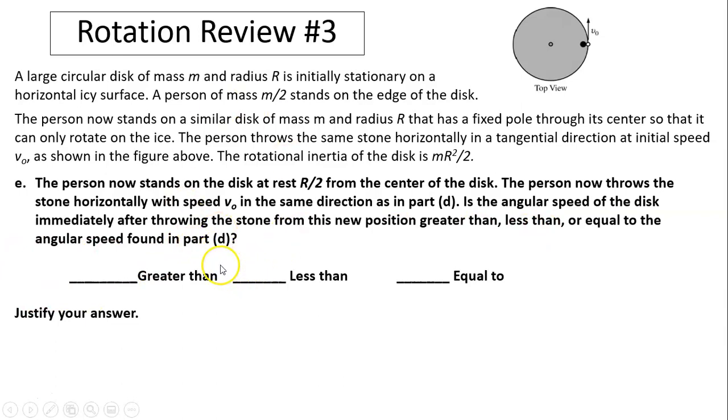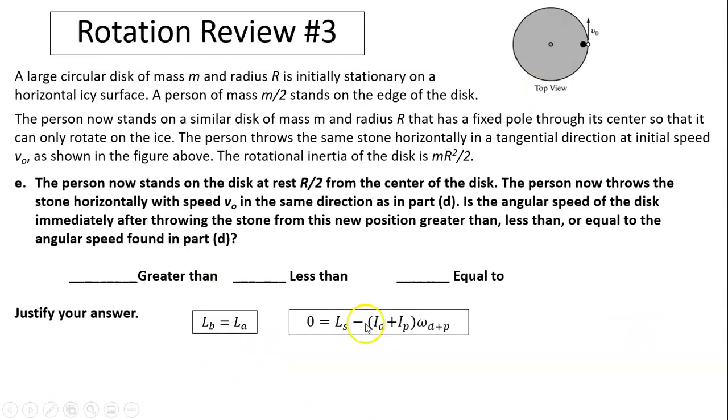So how do you compare the angular speed? When the last part was on the edge, now the person comes closer to the center. Is it going to be faster or slower? How do you justify your answer? From what we have before, angular momentum is still conserved because, again, the whole action is between the stone, the person and the disk. If we treat the whole thing as a system, there is no external torque. Angular momentum is still conserved.